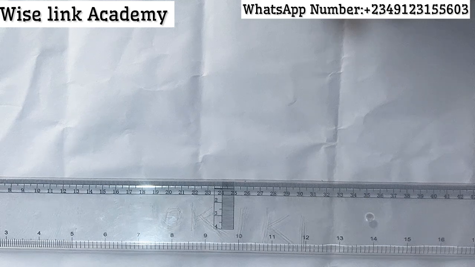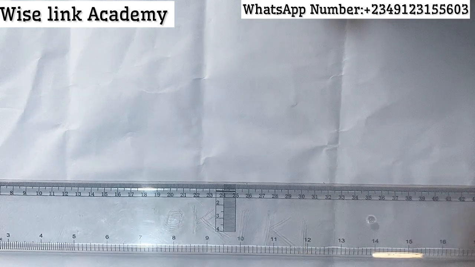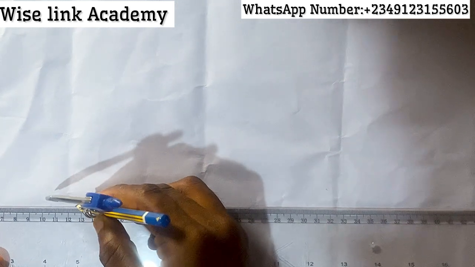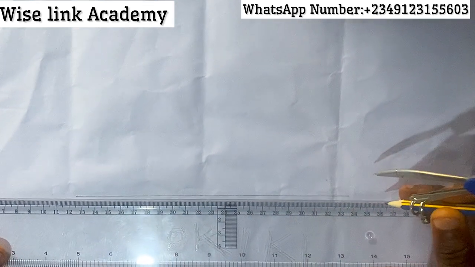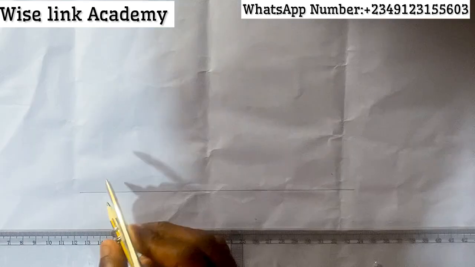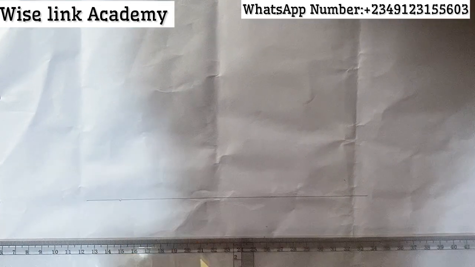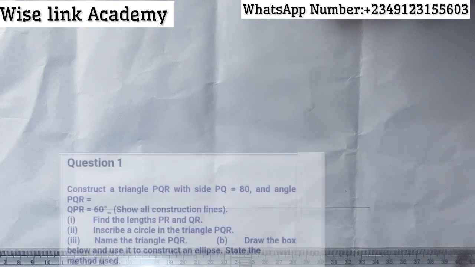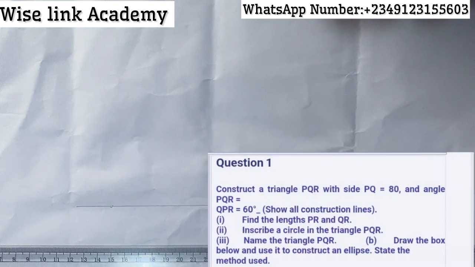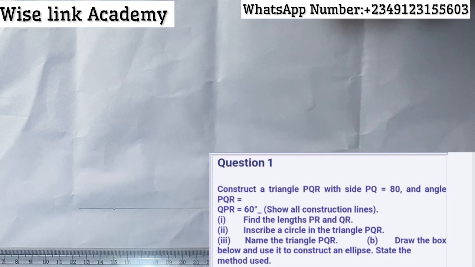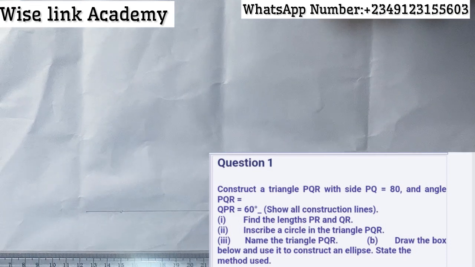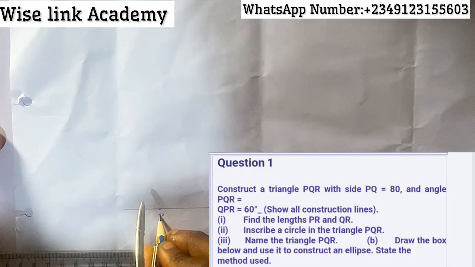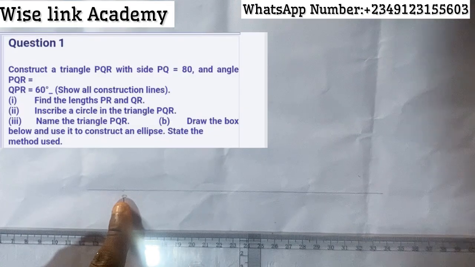So first things first, I would like to draw a horizontal line. So I'll draw a horizontal line this way, as you can see. So I will come to this point here. Now observe the word used by the question. It says I have a triangle PQR. So for PQR, P comes first before Q before R. So I'll start with this as my point P.